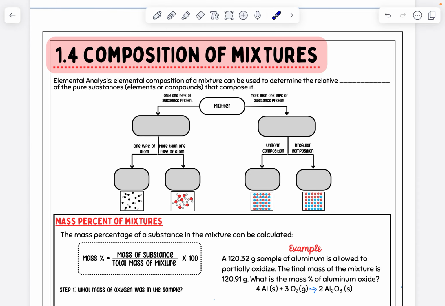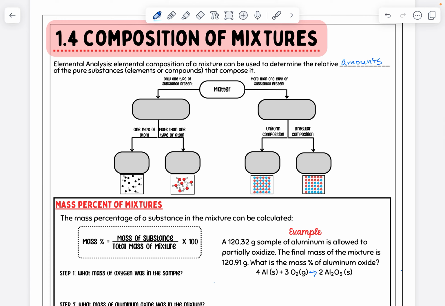It's the elemental composition of a mixture that can be used to determine the relative amounts of the pure substances, which can be an element or a compound, that compose it. So here we have a decision tree of matter, and matter can be composed of two types. If there's only one type of substance present, we call that a pure substance, and we did that in 1.3. And if there's only one type of atom, we call it an element. And if it's more than one type, we can call that a compound.